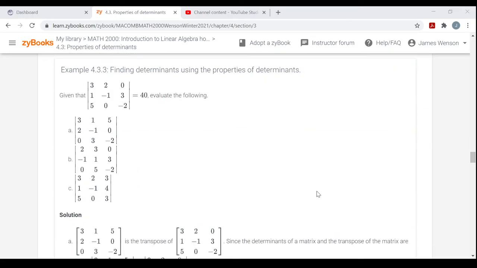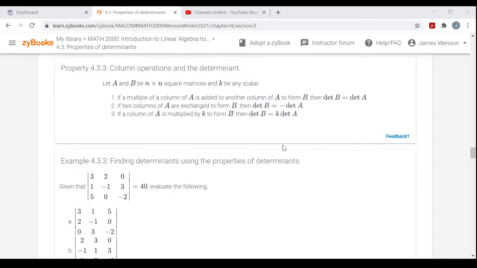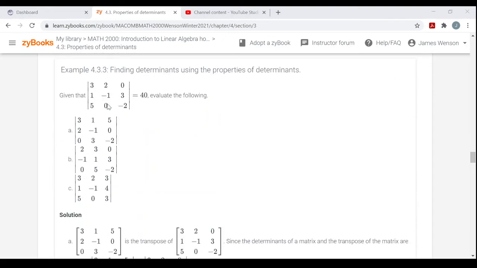Now look at this example here. So again, this is focusing on maybe some column stuff, or some of these other properties that were mentioned. Right. So I'll read through this one. So you have to look at the columns. Again, they tell us that the determinant of this matrix is 40.